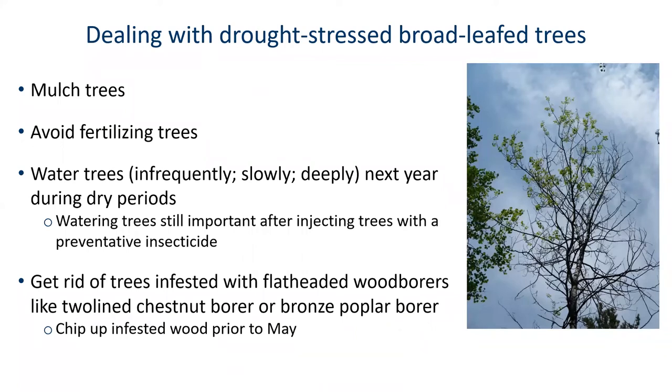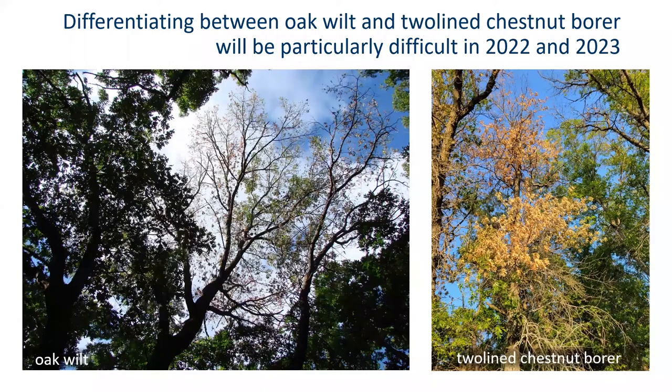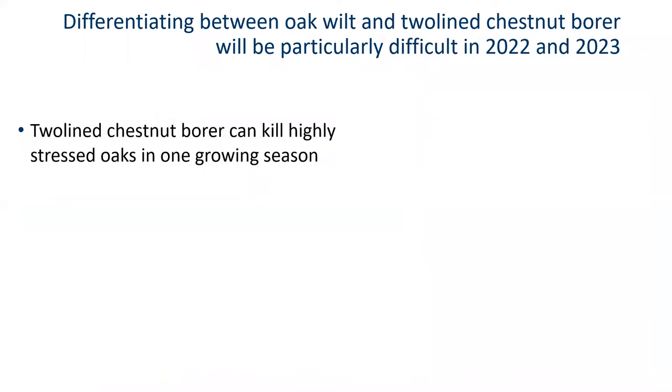There we go. Okay. So another issue I foresee is that it is really hard to tell the difference between two-line chestnut borer and oak wilt. I mean, extremely difficult on white oak, still extremely difficult on bur oak, and even on the red oaks. If you aren't there right when symptoms are flashing before your eyes, it is difficult. And so here are just some thoughts. Two-line chestnut borer can kill really stressed oaks in one growing season.